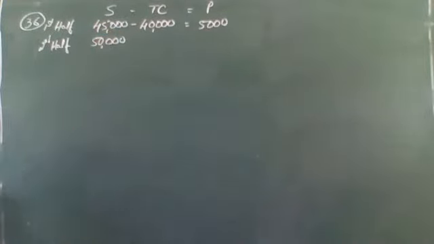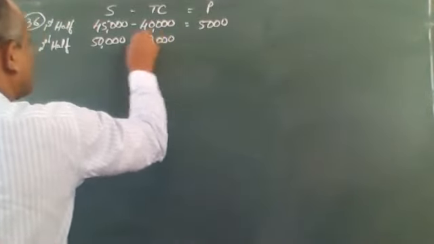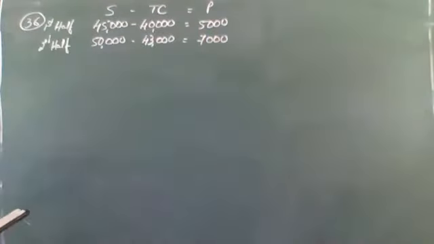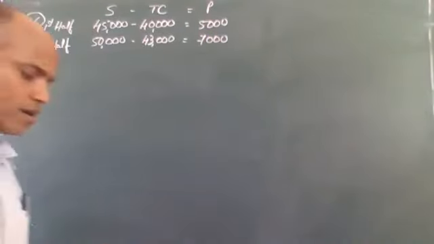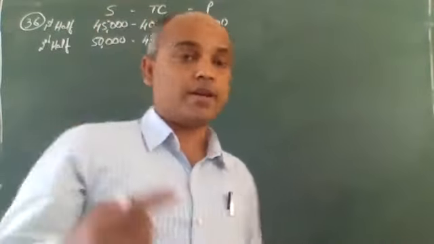Okay, and the total cost was 43,000. So 50,000 minus 43,000 gives me 7,000. That's the information given. Now look at this, what he is asking: calculate for the year ended.